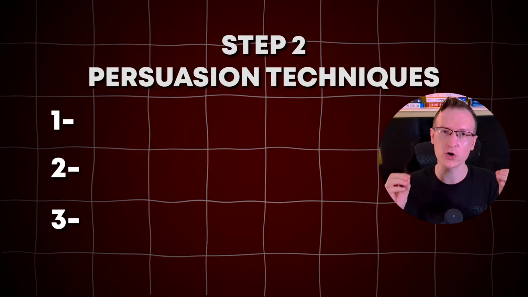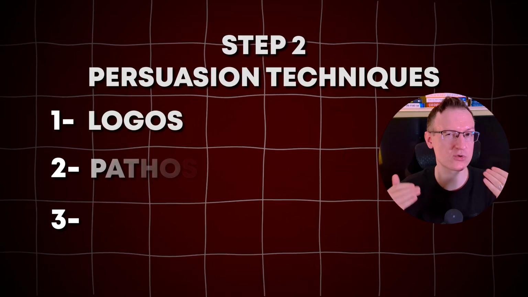In the famous work Rhetoric by the ancient Greek philosopher Aristotle, Aristotle outlines 3 techniques for making an effective argument. These are logos, pathos, and ethos.